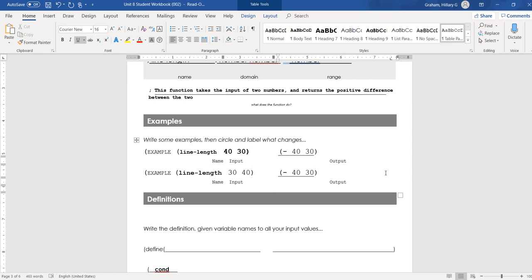Go ahead and take a second to see if you can fill out the next part, which is define, and figure out what the conditional might be.